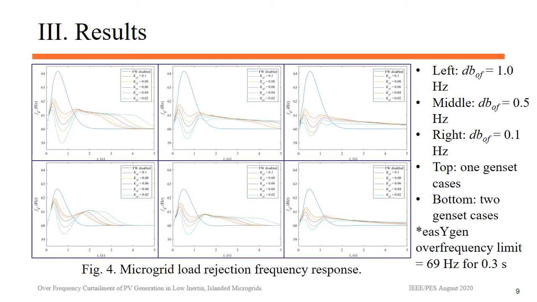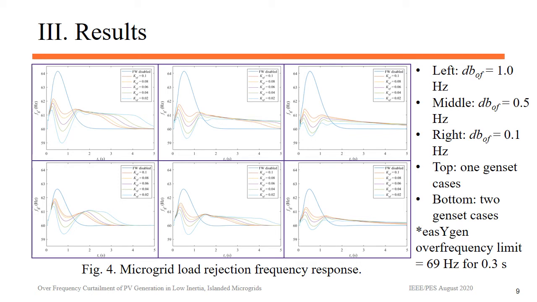In Figure 4, the frequency deviations for the single generator and 2 generator test sets are shown along the top and bottom rows of plots respectively. As expected, the maximum frequency deviations are higher for the single generator test cases.